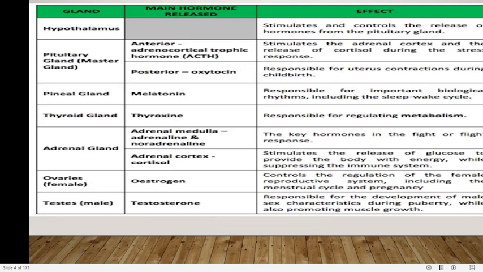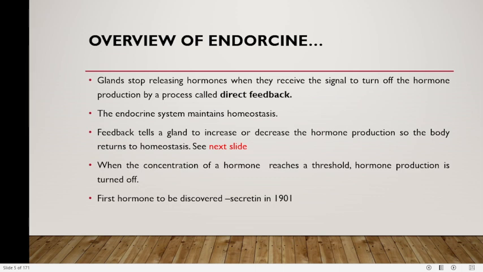These are some of the hormones released by these glands. I'm sure we are going to look at them in more detail so that you are able to get it, but this is just a few. So glands stop releasing hormones when they receive a signal to turn off hormone production. And this is normally achieved through a process that we call feedback.